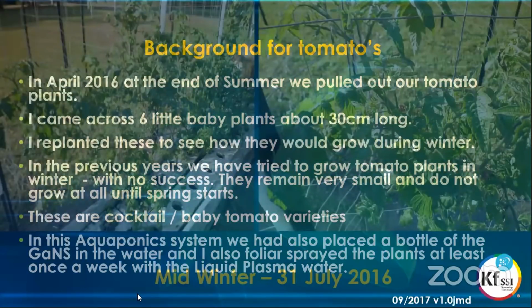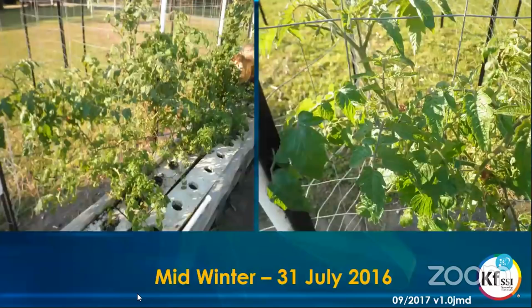The first one was sort of midwinter in July, for the Southern Hemisphere. And already they had grown quite large, because normally, we've tried it before for a couple of years to grow tomatoes in the wintertime, and they would stay tiny, very small, look very unhealthy, look very sick, and only start growing when spring came. But these were growing very nicely, even in the middle of the winter.